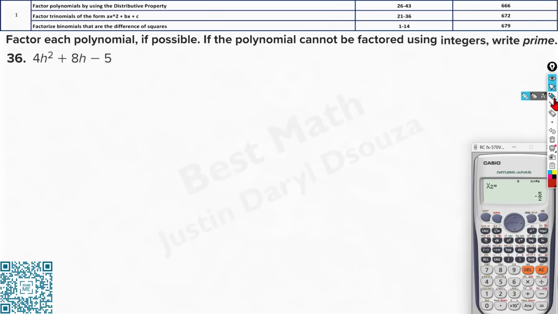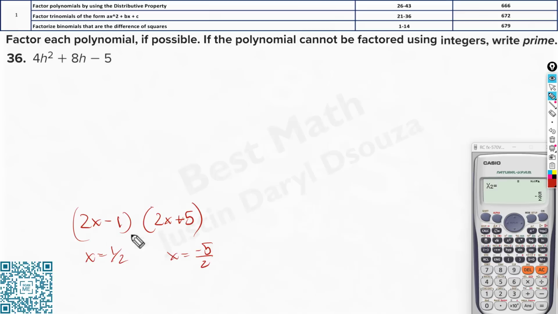The answer is half and minus 5 by 2. So x is equal to half, x is equal to minus 5 divided by 2. Now here this 2 goes to the other side, it will be 2x, and 1 to the other side, minus 1. And over here again 2x plus 5.